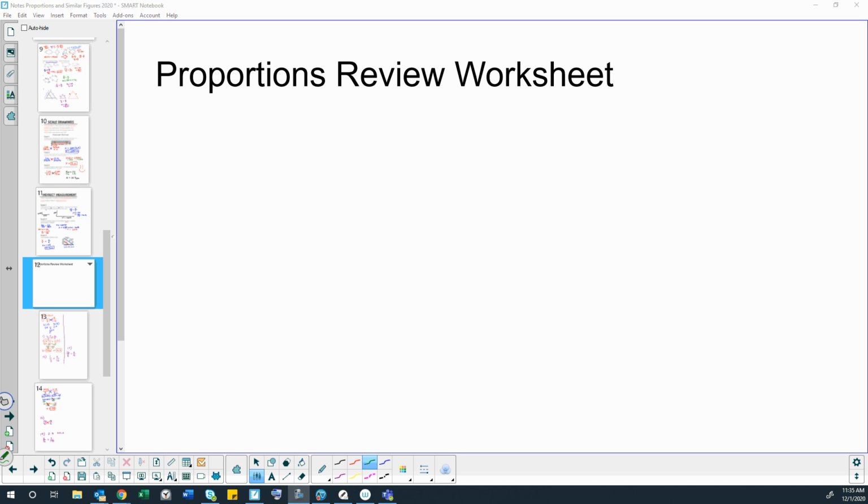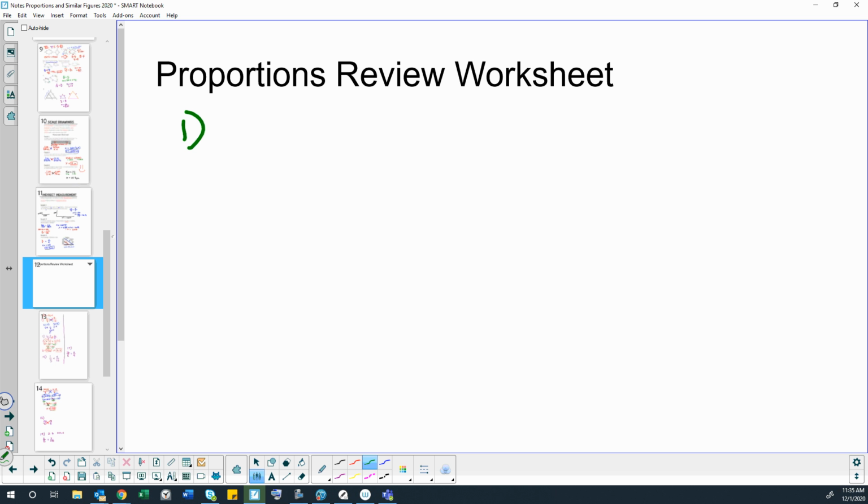on the proportions review worksheet together. Now, I'm calling it a worksheet because there is a worksheet that goes with it. However, to make it easy to complete and for me to grade, I've made it into a Canvas quiz where you would just put your answers in there.